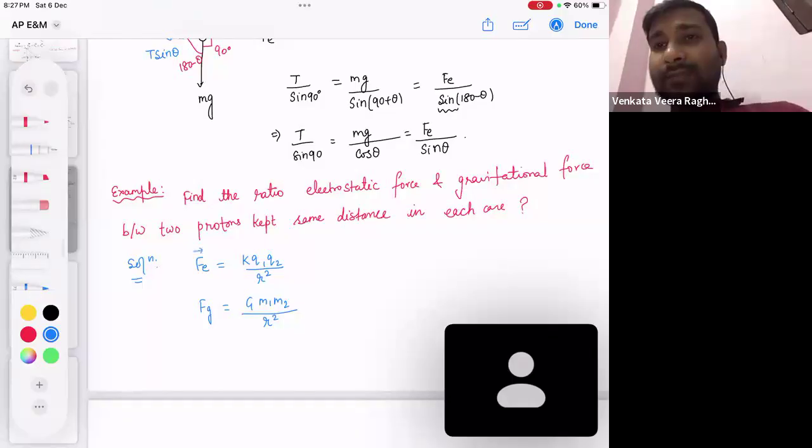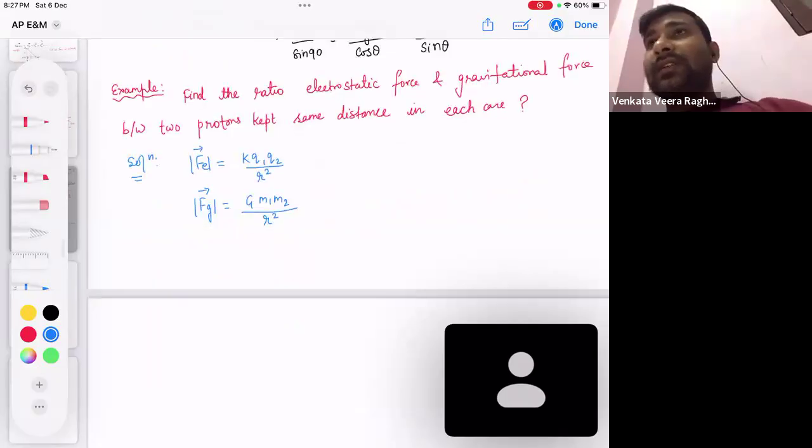So this is the magnitude of electrostatic force. We can only compare the magnitude because nature-wise they are different. Electrostatic force is going to be repulsive in nature and gravitational force is only attractive. Gravitational force cannot be repulsive. So we can only compare the magnitude of these two forces here, not the direction-wise.